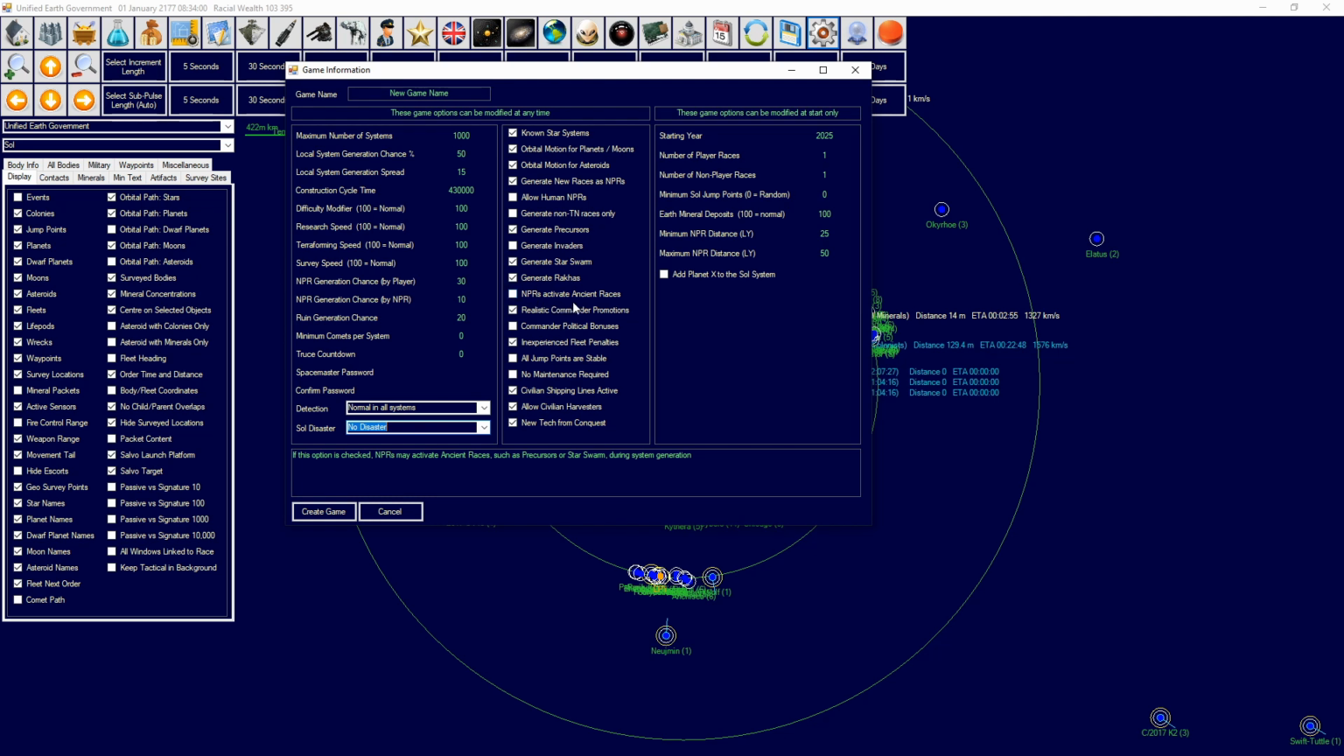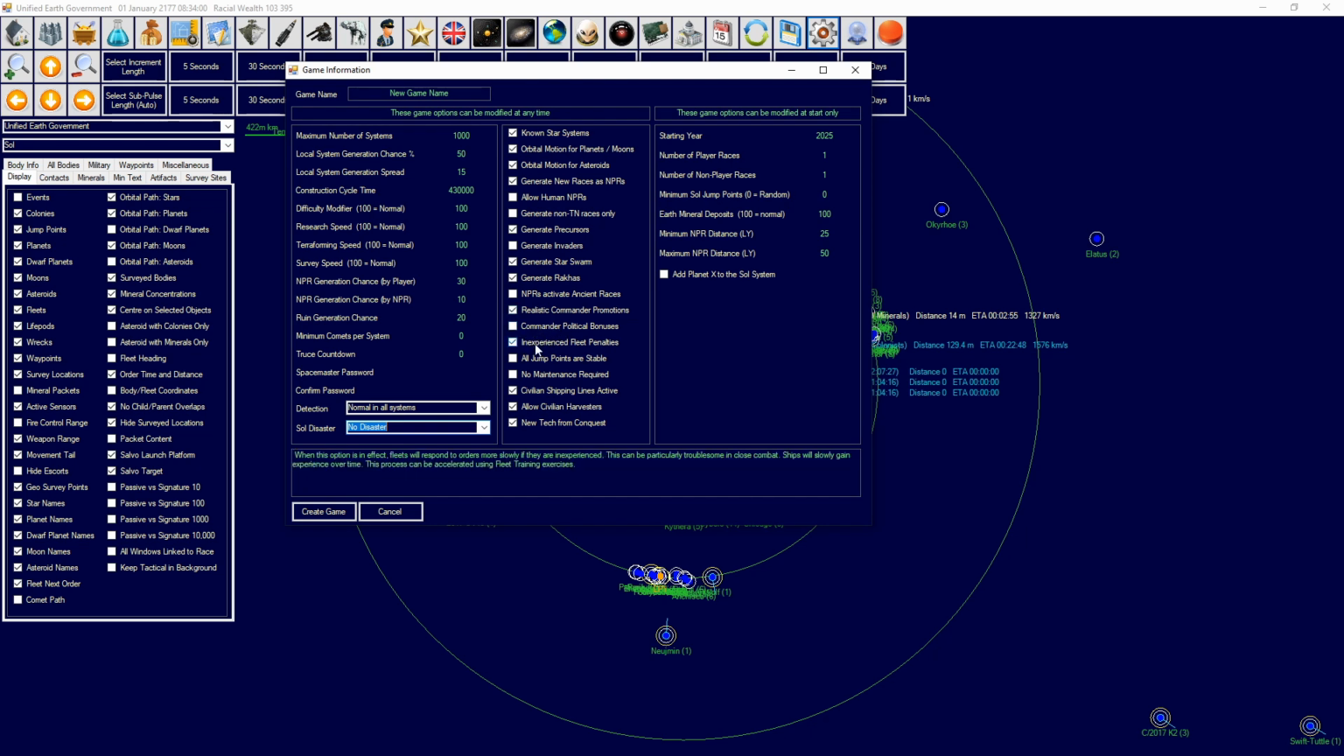MPRs activate ancient races, so there you go. They may activate ancient races, so that's something to consider. Realistic commander promotions are based on skill, medals, time and grade, so it just makes it realistic. Commander political bonuses: they are promoted on their skills. If you use this, they're promoted on political favor, which is no use. This simulates bad political actions, for RP.